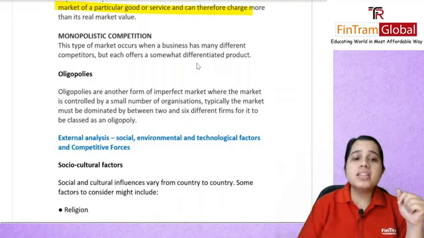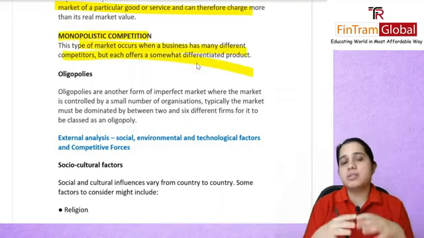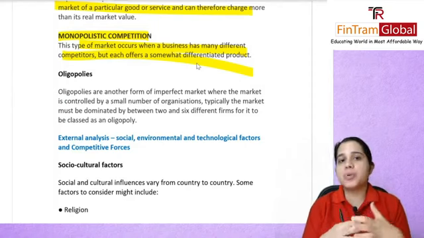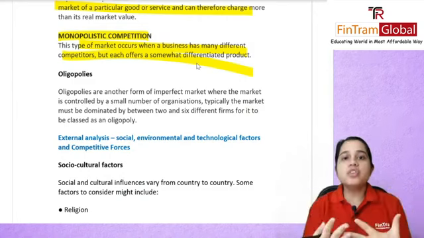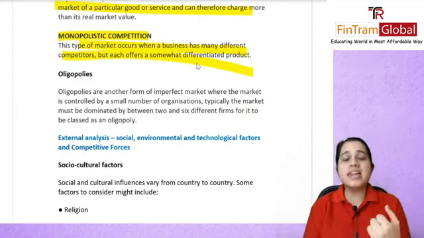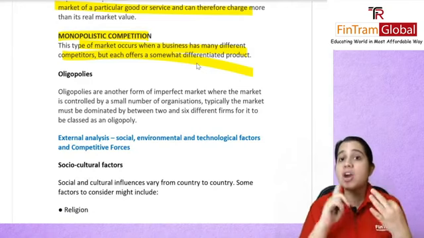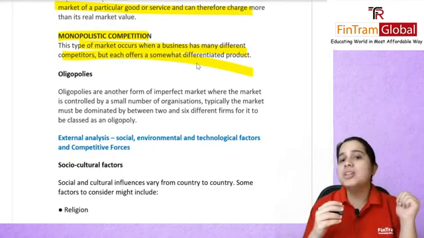You have your monopolistic competition. This type of market will have many different competitors, but somewhat differentiated products. The best example is restaurants, right? There are so many restaurants, but all of them are selling differentiated products. You have Italian restaurants, Indian restaurants, fast food restaurants. They are all restaurants, but they are all selling differentiated products. So that is your monopolistic competition.